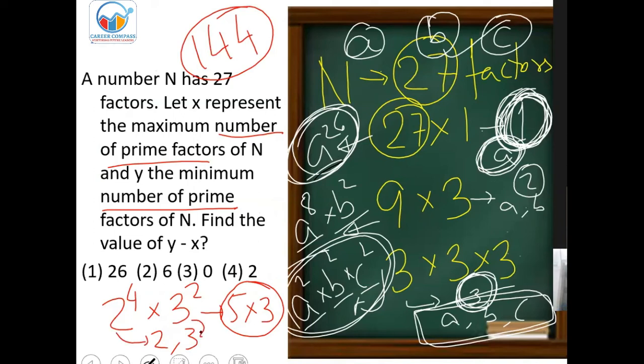So how many prime factors does 144 have? 2. 144 has only 2 prime factors, that is 2 and 3. Is that clear to everyone? Yes, sir. Okay. So shall we proceed to the next question? Yes.